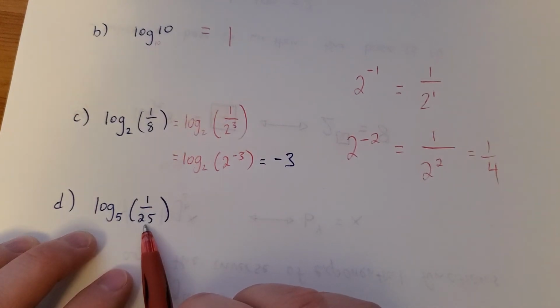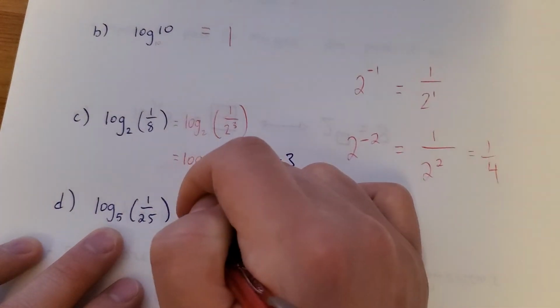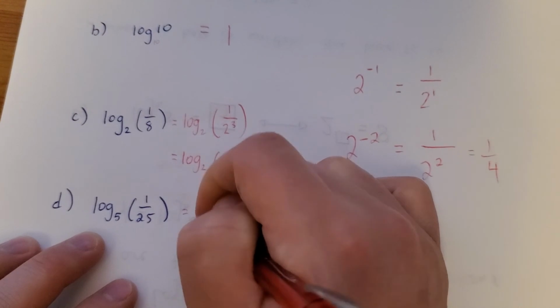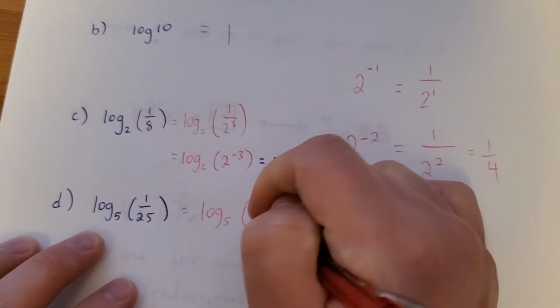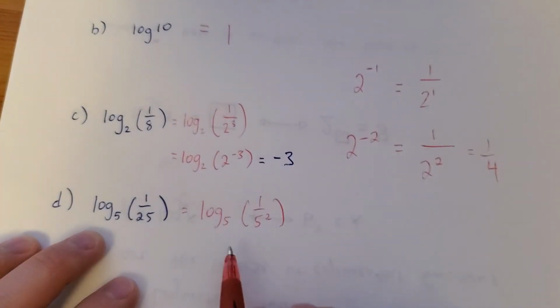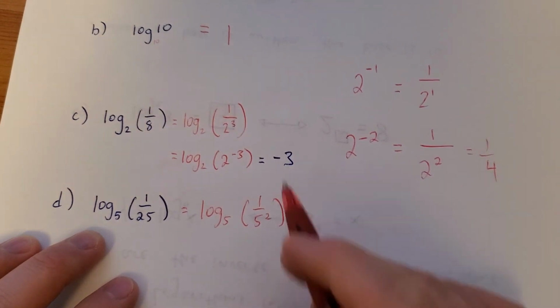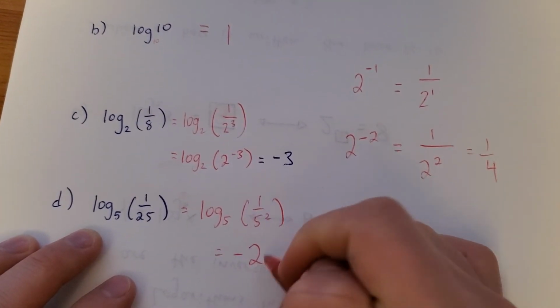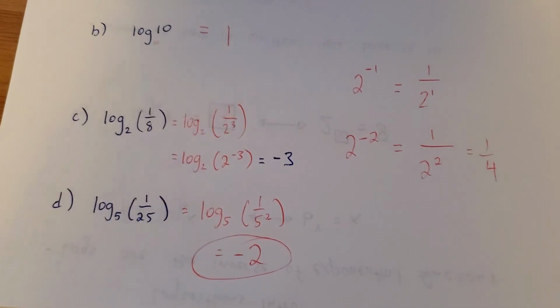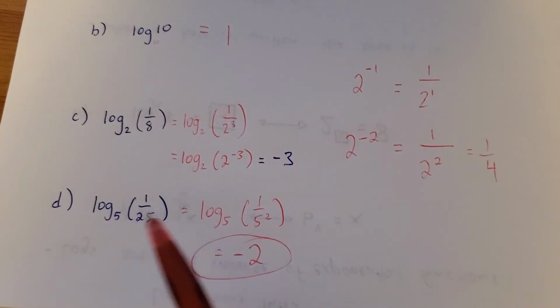So 1 over 25, that's 1 over 5 to the power 2. This answer is just going to be negative 2. I'll do a bit of work for you. I might leave it as here. When you just have the same base in the denominator, the answer is just negative. So that answer is negative 2. Again, because 5 to the power negative 2 equals 1 over 25.